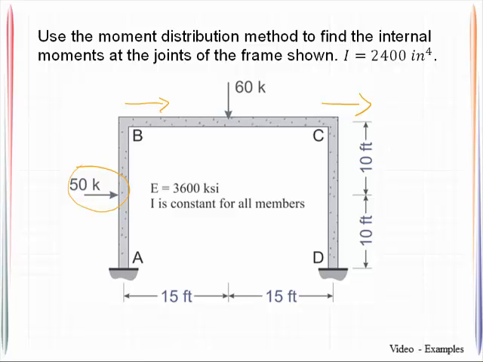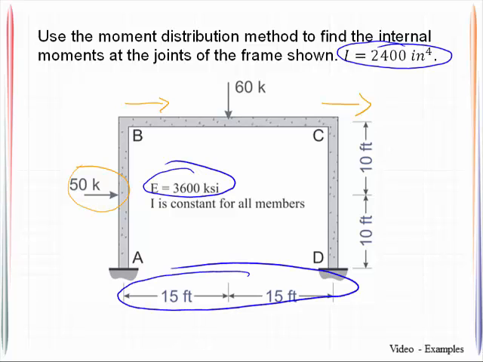Before we get into the analysis, let's make sure we understand what we're looking at. Moment of inertia of all members is 2,400 inches to the fourth. Here's the modulus of elasticity. The frame width is 30 feet, or 360 inches. And the frame height is 20 feet, which is 240 inches.